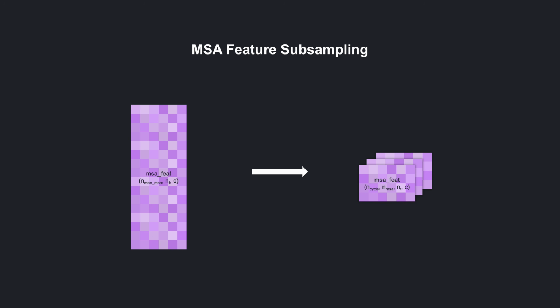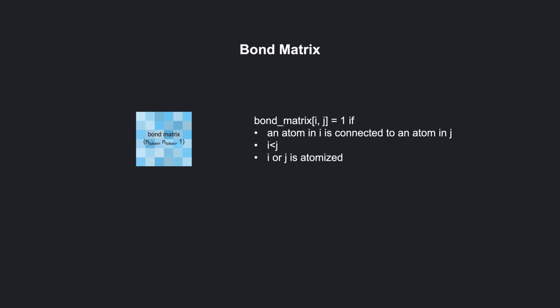We are almost done. As the very last feature, we have the bond matrix. It is basically a Boolean matrix encoding which tokens have a covalent bond between them. Note that it doesn't indicate bonds within a residue or between standard residues. A bond between tokens i and j is only marked if at least one of them is atomized. Also, only the upper triangle is filled out, so only bonds between tokens with indices i less than j. Through these rules, the bond matrix only shows bonds within ligands or modified residues and interchain bonds.